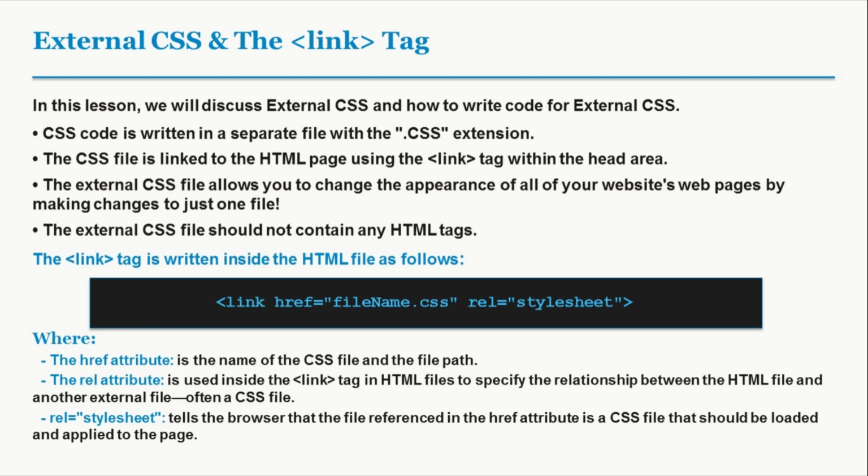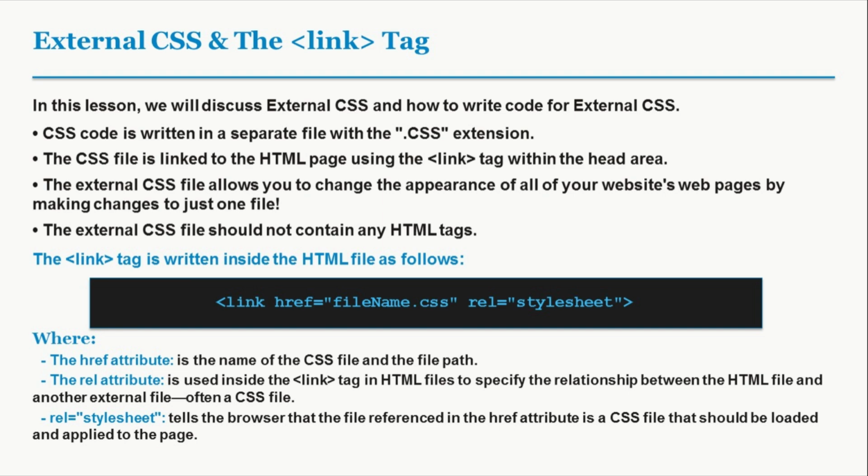Now, let's read the code exactly as it is written. Open angle bracket, link, space, ref, equals, quotation mark, filename.css, quotation mark, space, rel, equals, quotation mark, stylesheet, quotation mark, close angle bracket. Now, let's understand where each part is used.